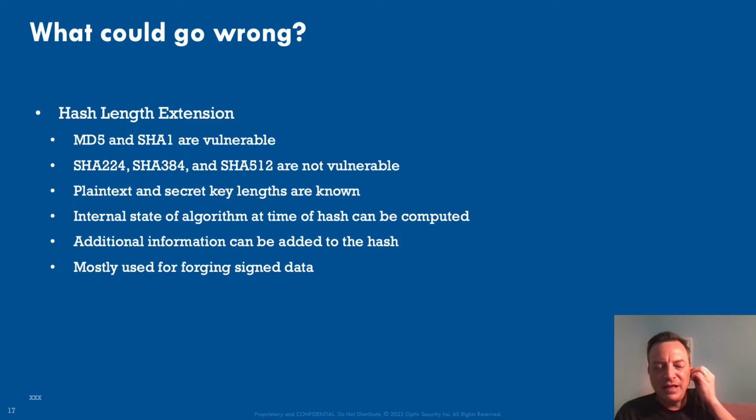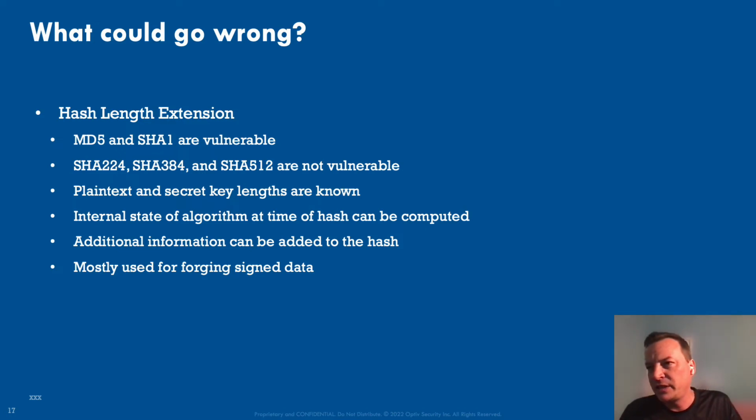Hash length extension. I mentioned this before. So this is a way of taking the hash and extending it so that it looks like it's the same value that was hashed. MD5, SHA-1, as we mentioned, the usual suspects, are vulnerable to that. And that's why these are deprecated hashing algorithms. SHA-224, SHA-384, SHA-512 aren't vulnerable to that. So that allows the plaintext and secret key lengths to be known and makes it vulnerable. It also gives the attacker some insight into the internal state of the algorithm at the time, and it can be computed.